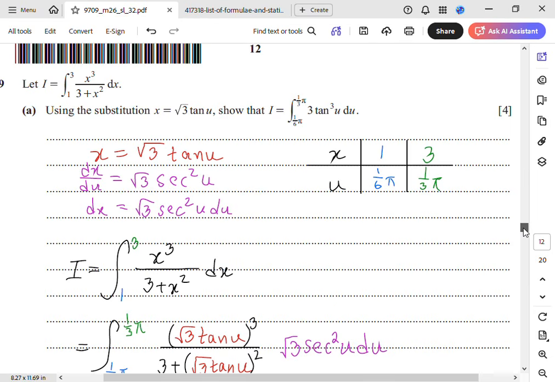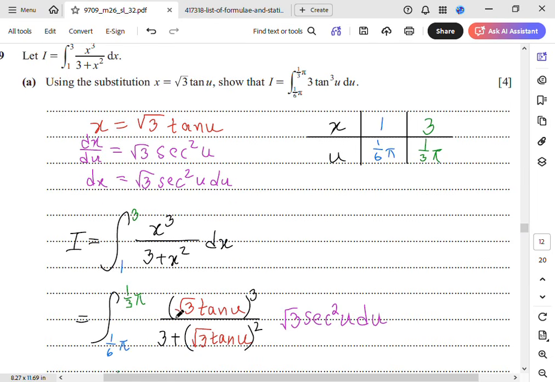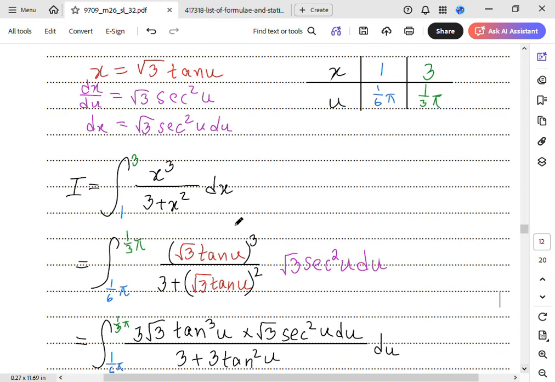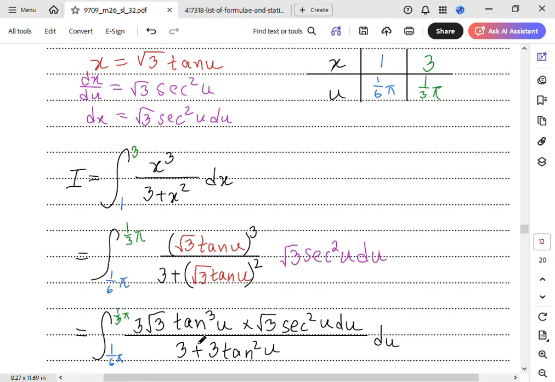And (3 plus root 3 tan u) whole squared, times dx, was root 3 sec squared u du, right? So if I simplify this, I can write root 3 cubed is 3 root 3, tan cubed u times root 3 sec squared u. Here I have 3 plus 3 tan squared u, right? Interestingly, I can take 3 common from the denominator, and the 3 would go away because 3 root 3 times root 3 would give you 9.